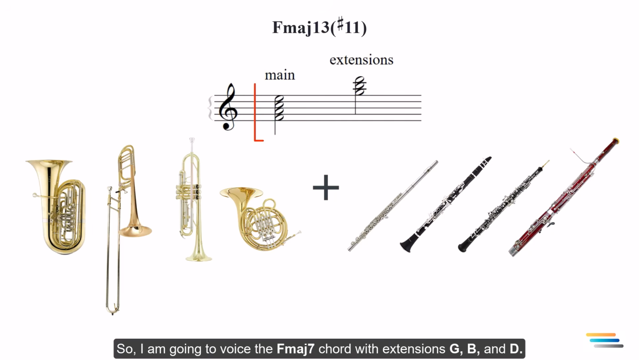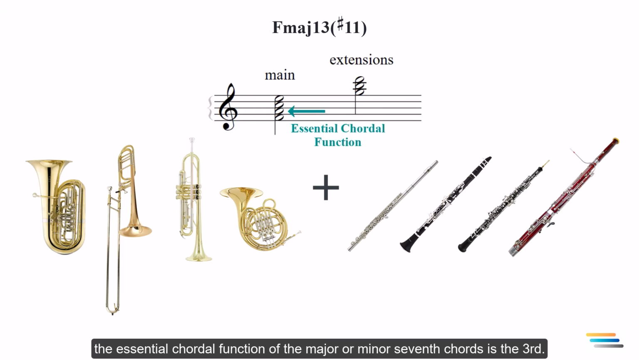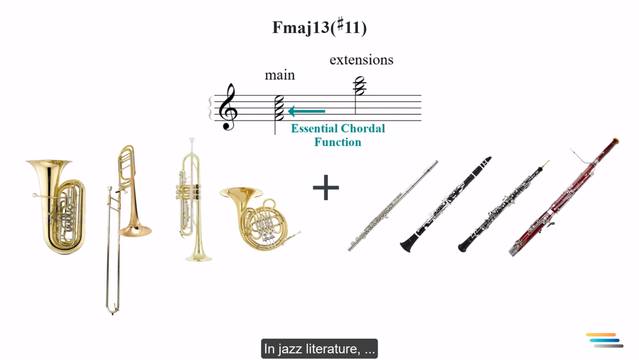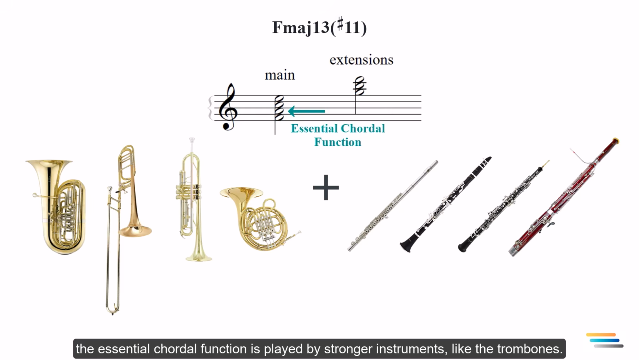So I'm going to voice the F major 7 chord with extensions G, B and D. Let's voice the main structure with the low brass. As you know, the essential chordal function of the major or minor 7th chords is the third. In jazz literature, the essential chordal function is played by stronger instruments like the trombones.